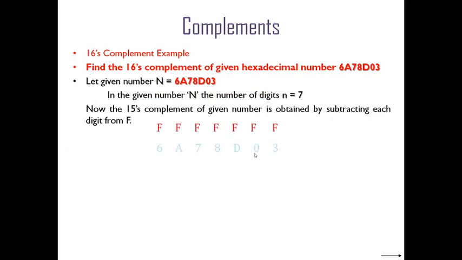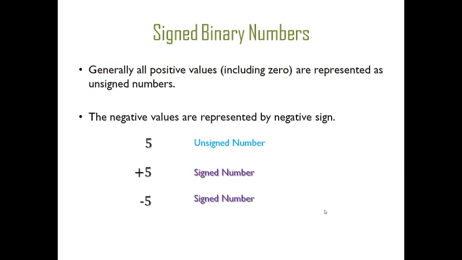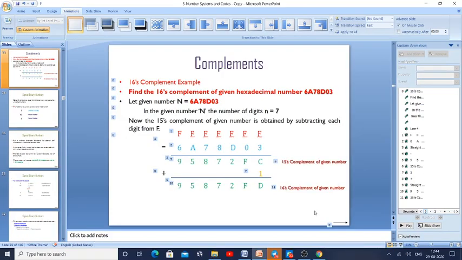Now we will take the same example to obtain the 16's complement. First we will find the 15's complement by the same procedure, just like the previous slide. These are the 15's complement. For this one, if we add plus 1, we will get the 16's complement. C plus 1 is D. So these are the 16's complement. So like this, we will find the 16's complements for our number systems. Okay.